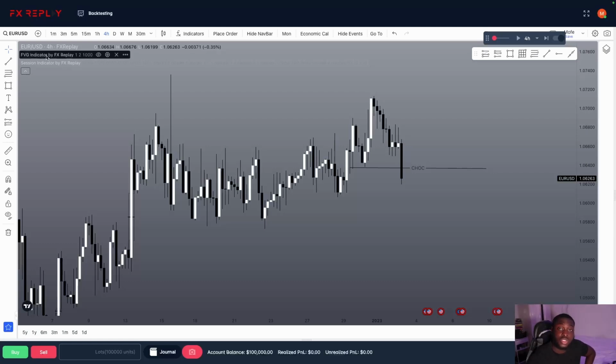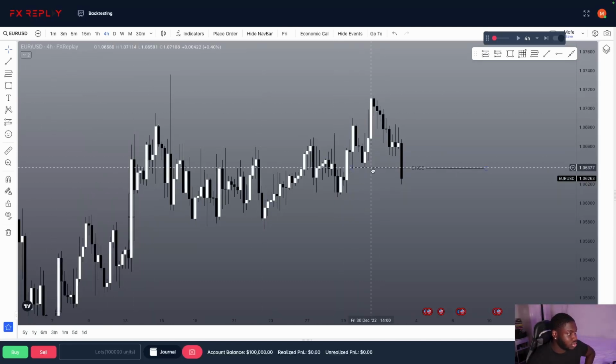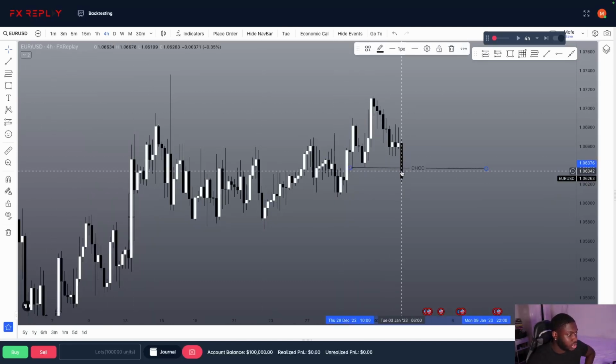Fridays do work with this strategy, but it's just less probable for me, so I tend to stay away from them. Now, onto the actual day. On the 4-hour, I see a nice strong close. Well, I'm not sure if this candle has closed yet, but a nice strong break below this 4-hour low here.